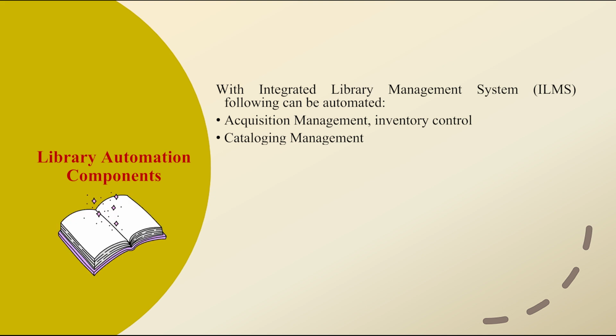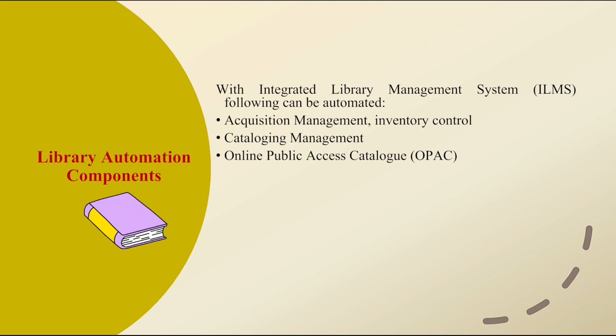In a catalog card, the data is very small, very minimal, and you have multiple cards for one item. So cataloguing management becomes very good with automation. Then the online public access catalog. I have already explained how the online public access catalog should be used by the users.